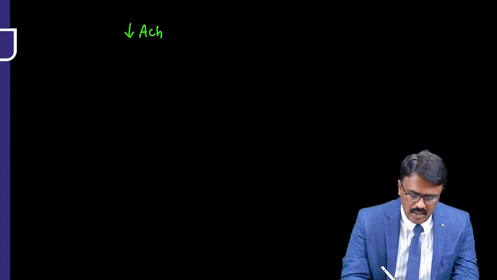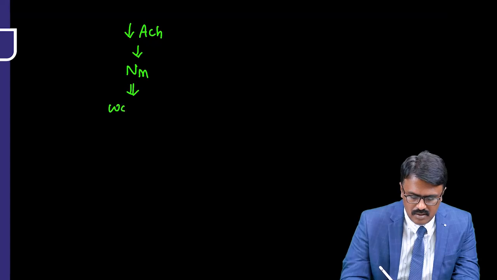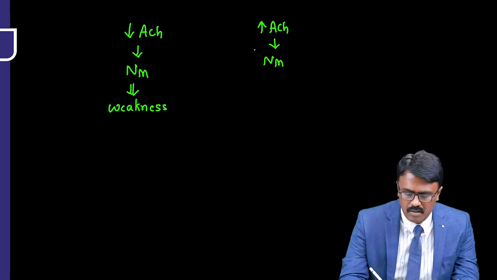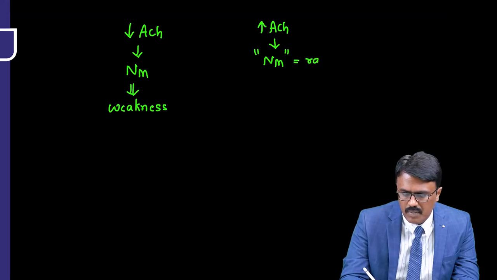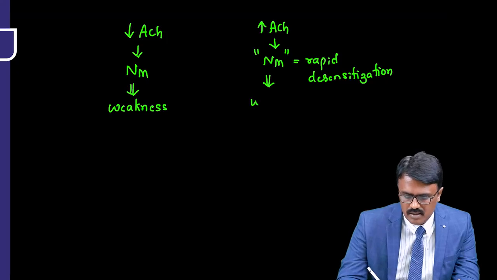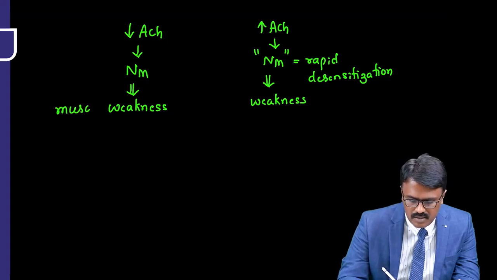The problem is when the acetylcholine is less, it cannot act on the NM receptor, so the weakness occurs. Even when the acetylcholine is more, it acts on the NM receptor. Now what happens when you stimulate a receptor repeatedly? Particularly the nicotinic receptor undergoes rapid desensitization. So because of this repeated depolarization, muscle weakness occurs.